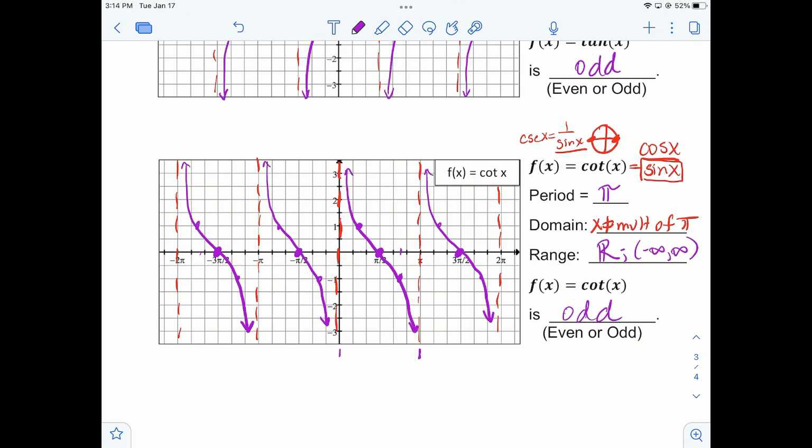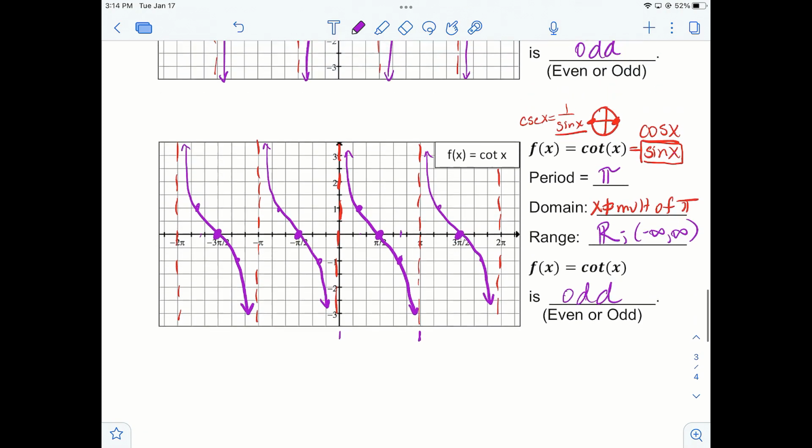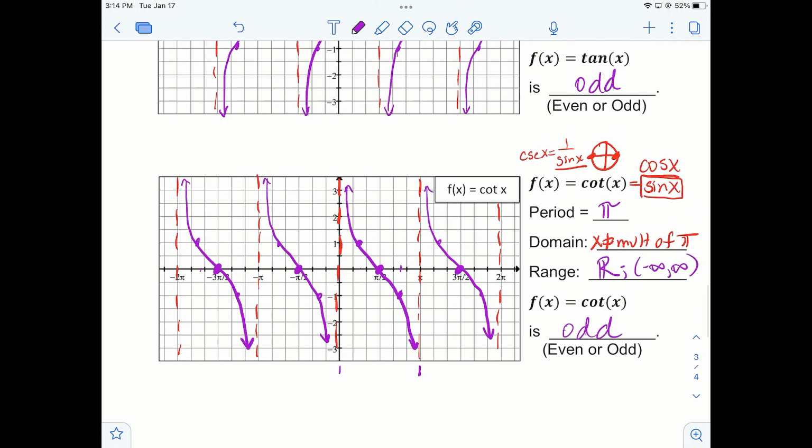So I hope you put that together and how you can memorize the domains, especially of all those reciprocal functions, is by thinking who's in the denominator. And that's going to be what you're going to be asked. So right now, you're responsible for knowing what the graph looks like and all of this information about that graph.